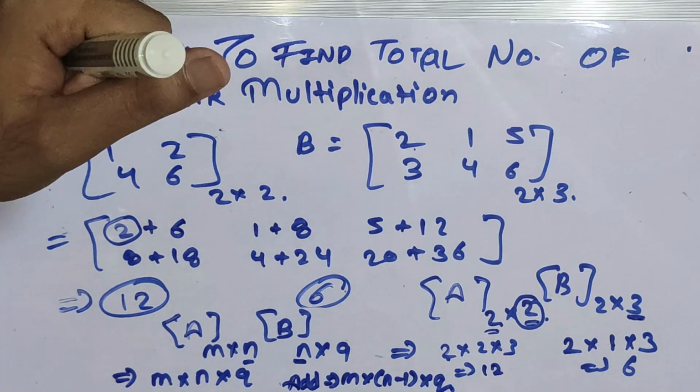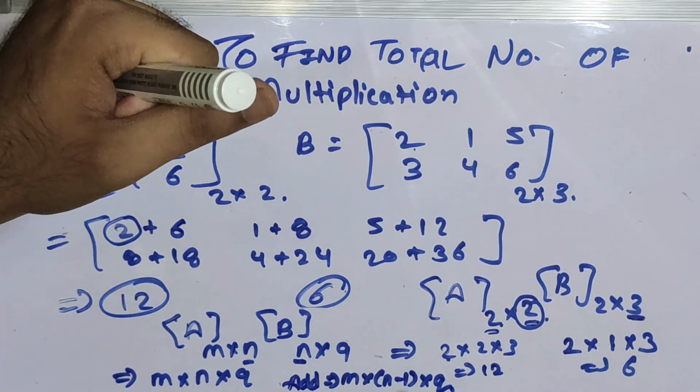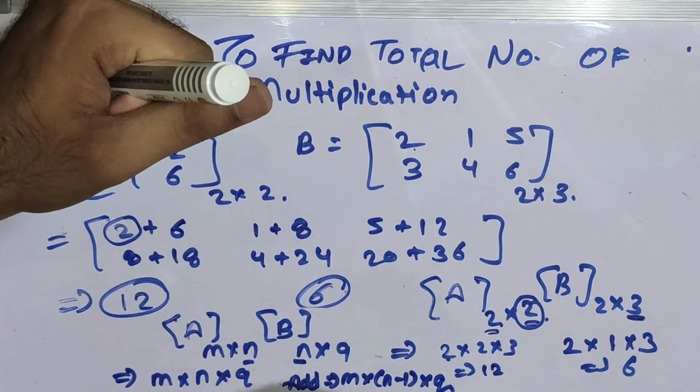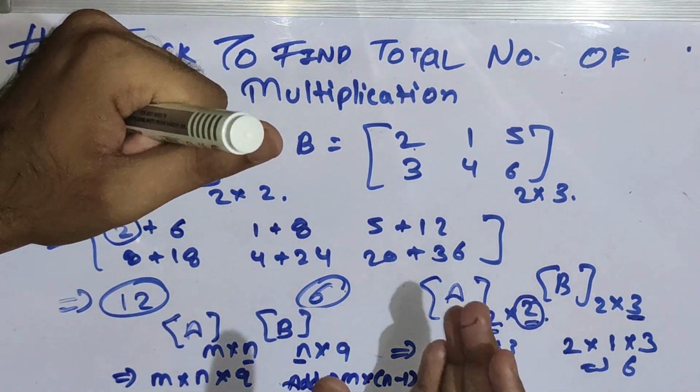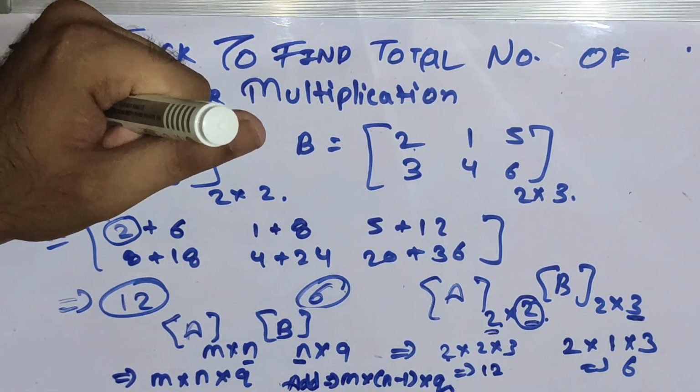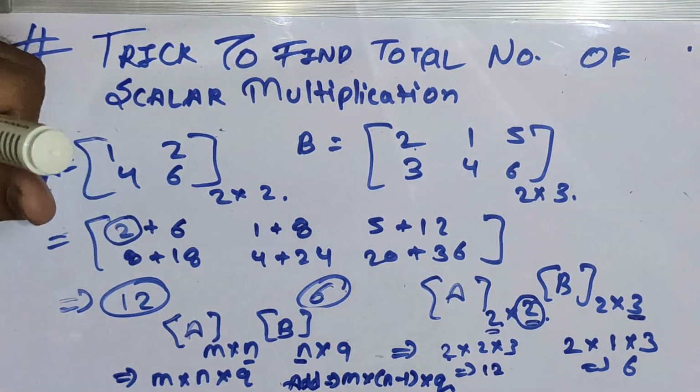but note this is not the trick, because in the GATE exam you would not be given only two matrices, you will be given a series of matrices. Among them you have to calculate the minimum number of scalar multiplications. Okay, so let's start the trick.